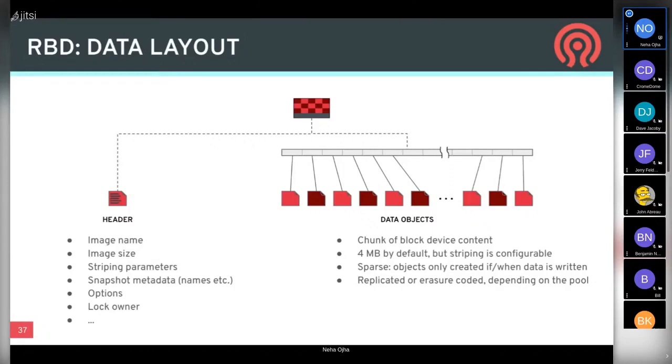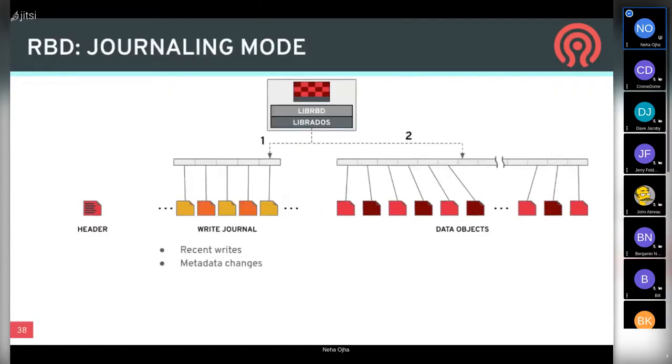Again, like all other applications we've talked about, they support replicated and erasure coded based on whatever your choice is. Now, RBD also has a journaling mode. So the concept of a journaling mode is that all the writes that are coming through are first written to a journal. And these are most recent writes, including any metadata changes.